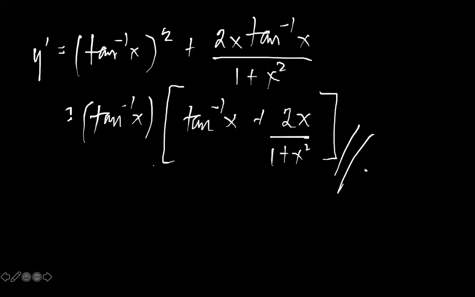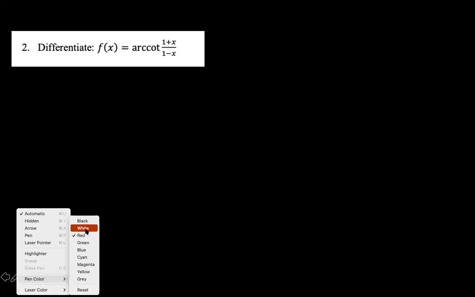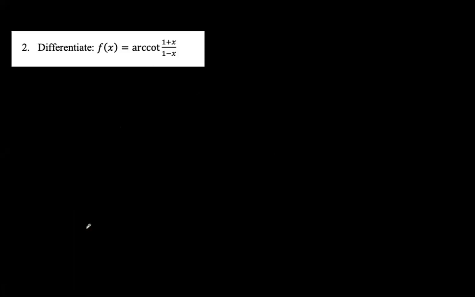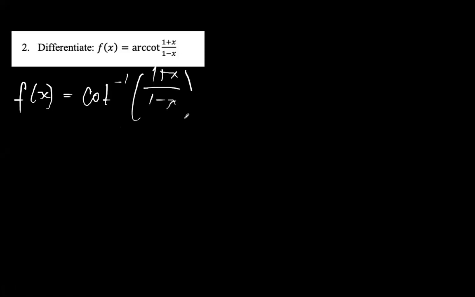Okay, so we're done with example number 1, and let's try another example. I think this is the last example. So arc cotangent, let me just change my pen's color. Okay, here we go. Let me rewrite the problem: arc cot of the expression (1 plus x) over (1 minus x).